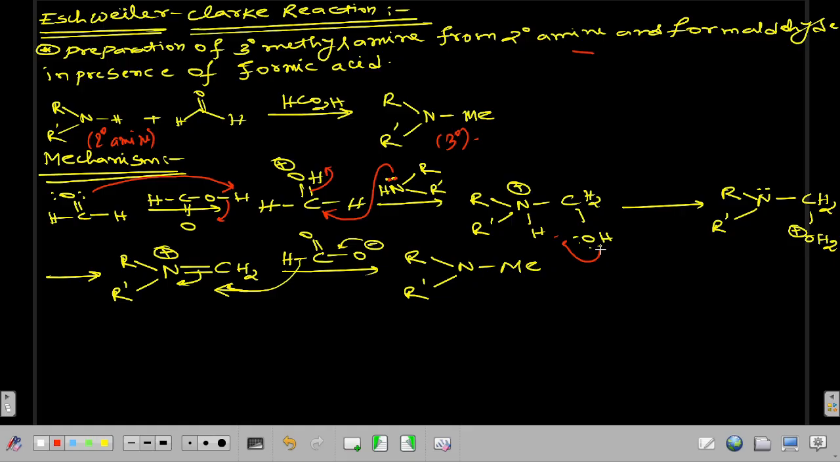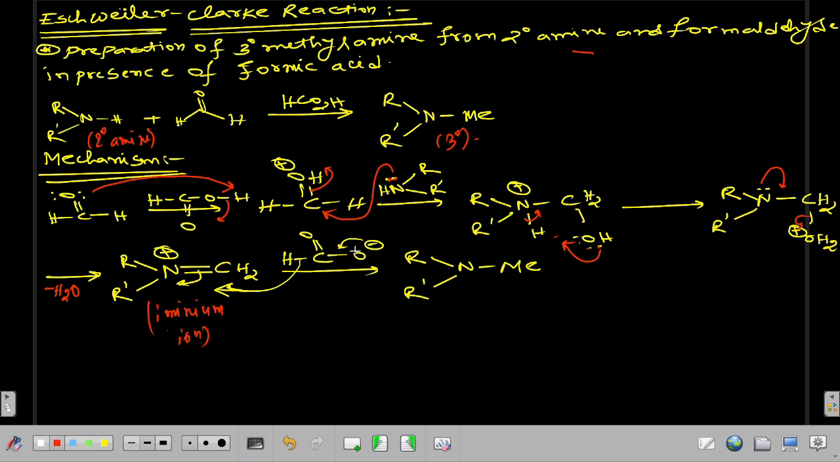Next step is, now this hydroxyl will have one lone pair, so this lone pair will abstract this proton, and this leads to the formation of OH2 plus. Next step, this lone pair on the nitrogen will shift this way, and it leads to the removal of this H2O. So it will lead to the formation of iminium ion. This is an iminium ion.